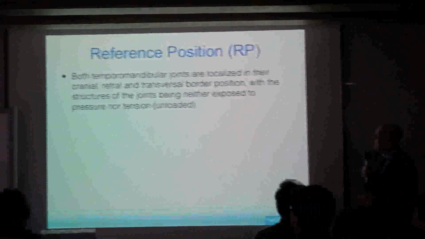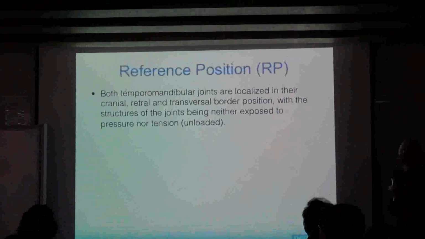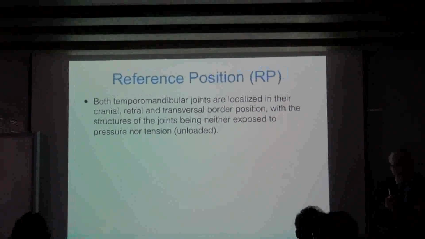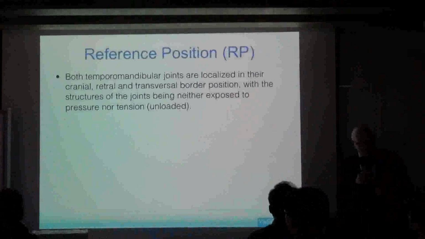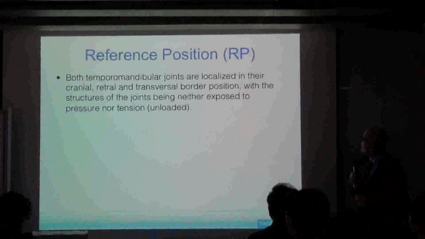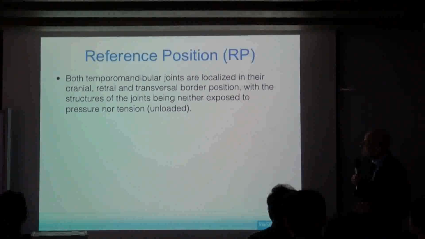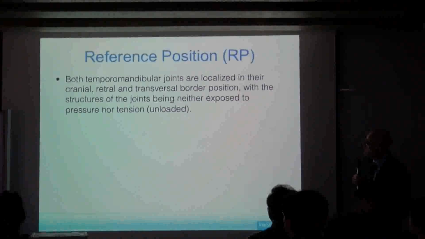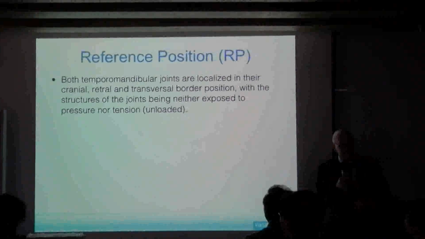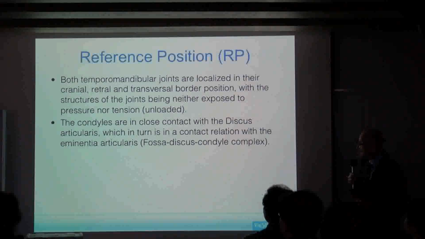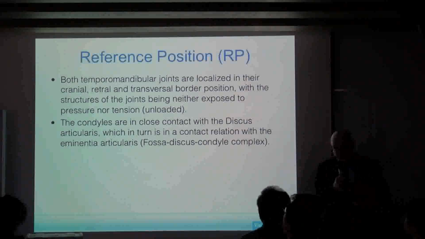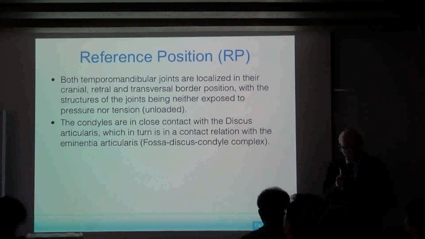Both joints are localized in their cranial, retral, and transversal border position. Upmost, midmost, anteriormost. With the structures of the joint neither being exposed to pressure or tension. Unloaded. The condyles are in close contact with the articular disc, which in turn is in contact relation with the articular eminence, fossa disc condyle complex.